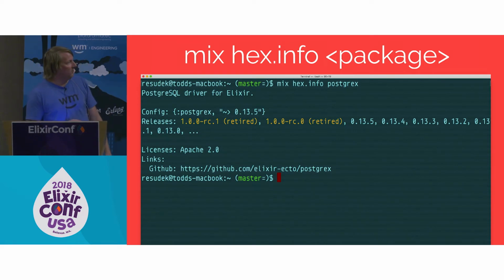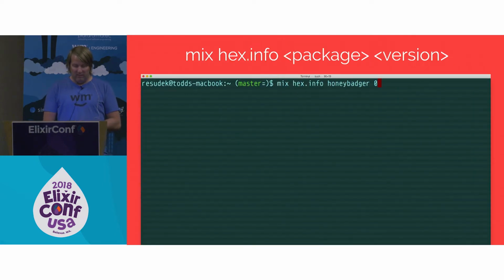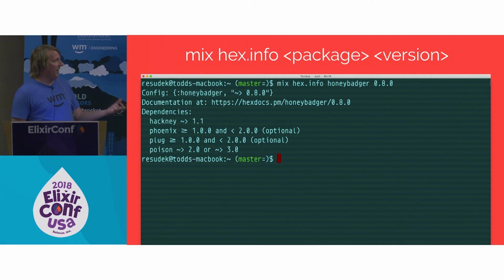In this case, it also shows releases. So all the 1.0 releases of Postgres have been retired. So it'll show you all those, as well as licenses, contributors, links, information that you'd want to know. And if you add the version to that package, it will give you even more specific information about that specific release, including its dependencies. So these are packages that it depends on.